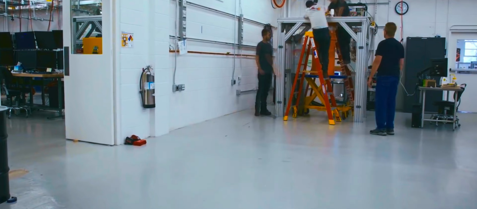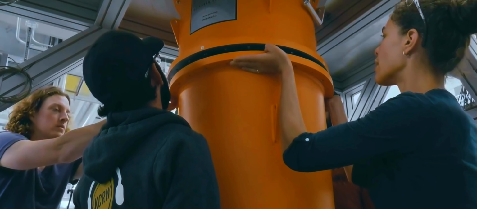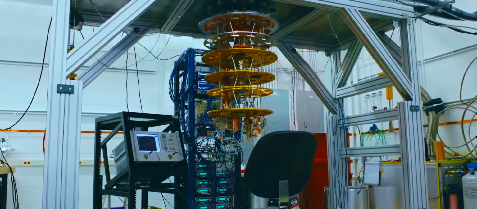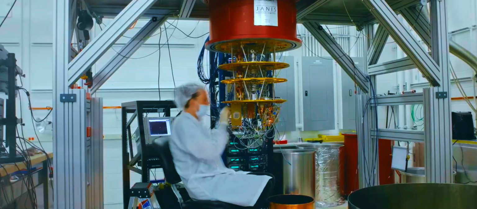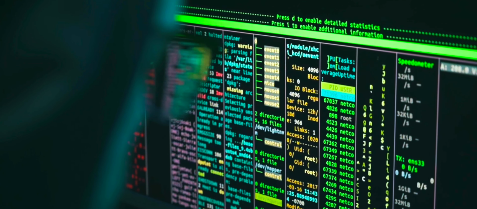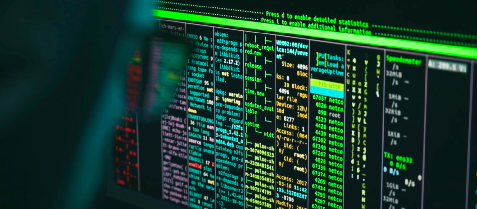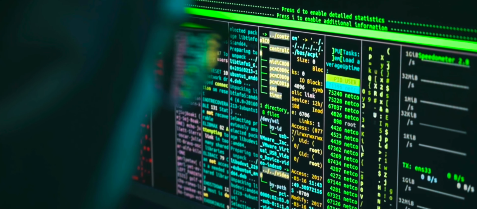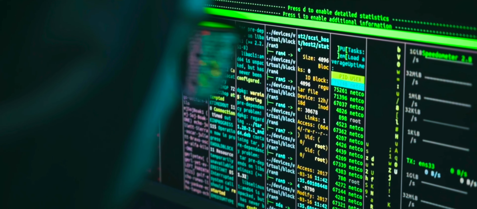Quantum computing is still in its early stages, but it has the potential to revolutionize the field of computing. It has the ability to solve problems that are impossible to solve with classical computers, such as simulating complex molecules and cracking encryption codes. One example of this is in the field of cryptography.